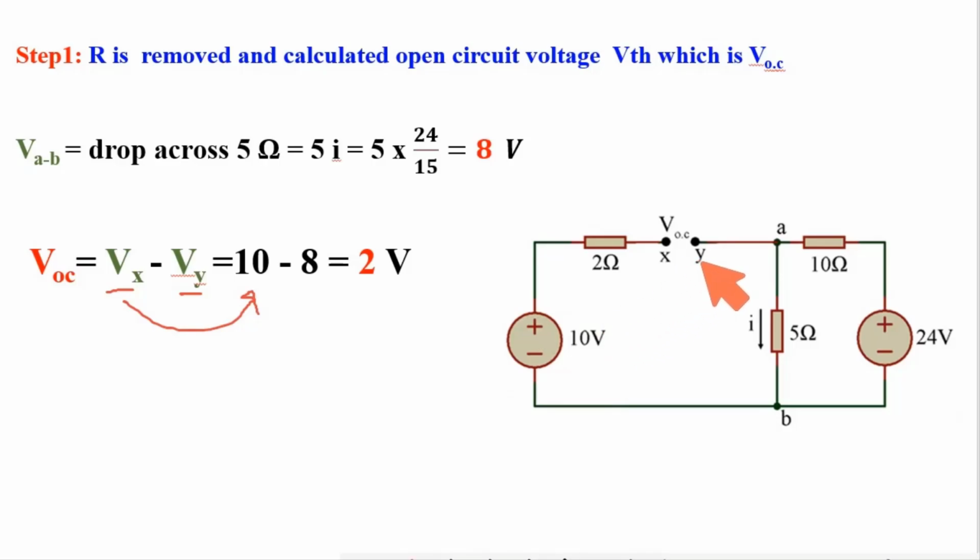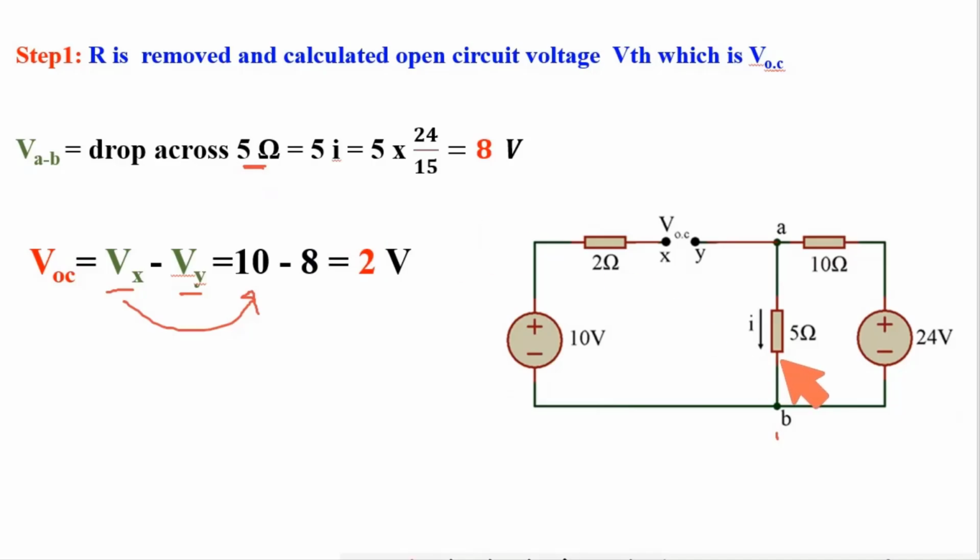Now what is the potential Vy? Now Vy with respect to this point, because this is the ground. So what will be Vy? It will be current multiplied by this 5 ohm. So this Vy, that is actually VAB, which is drop across 5 ohm.